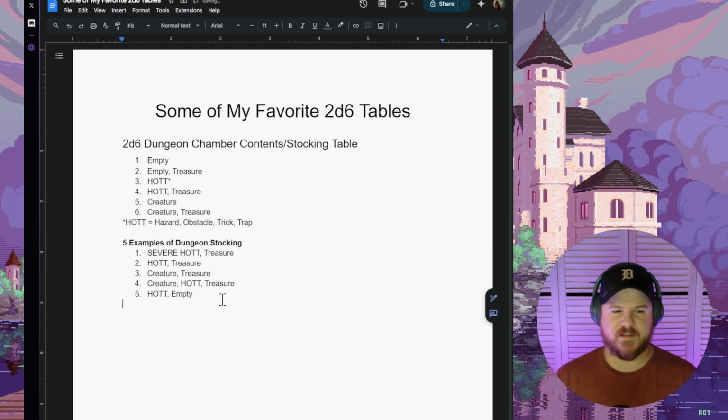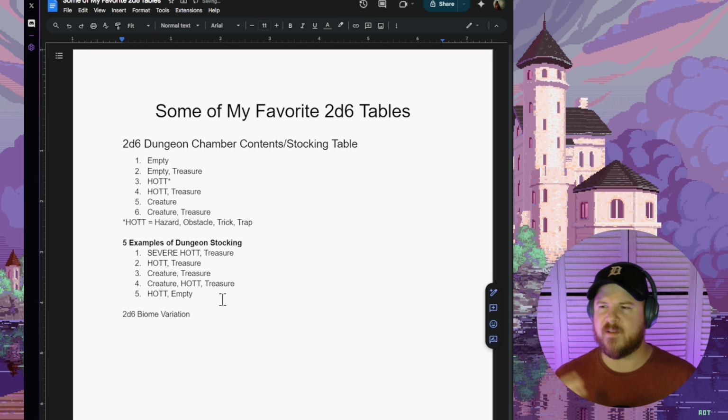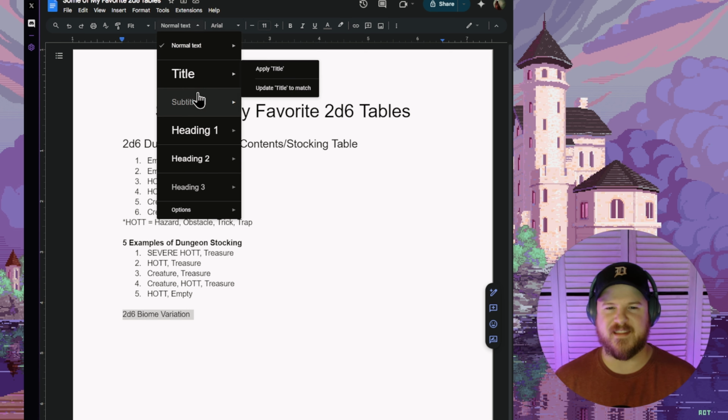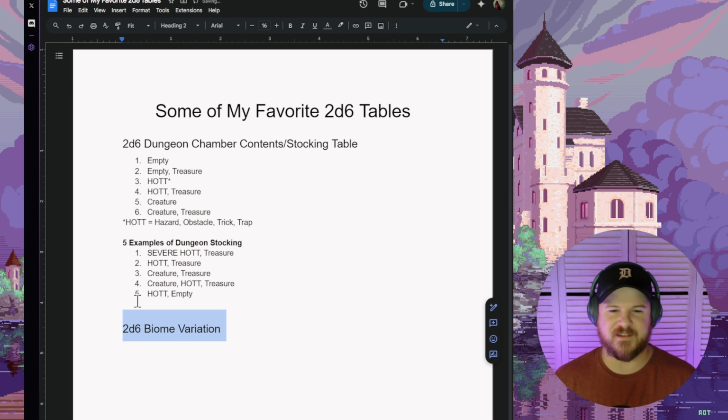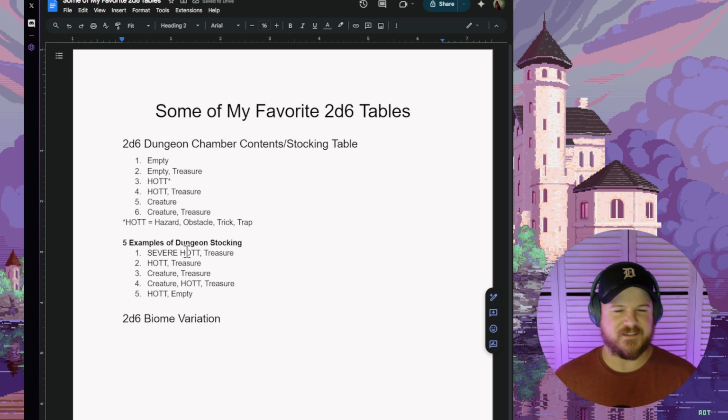For our next one, let's do our biome variation table. This is one of the ones that I do get some questions about. And if you've watched any of the solo RPG stuff or any of the sort of hex map building stuff, you've probably seen me reference the photo I'm about to show. And maybe you've scratched your head because it's not exactly the most user-friendly image, and I haven't really explained it. So let's go ahead and take a look at that.